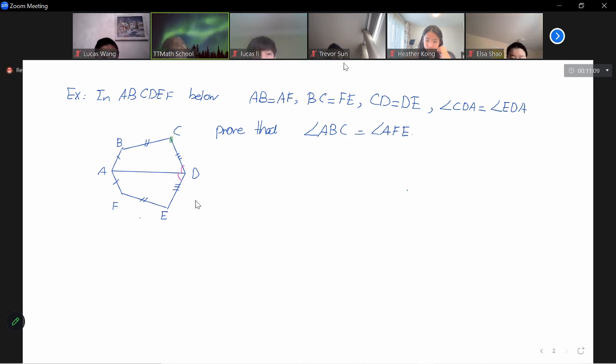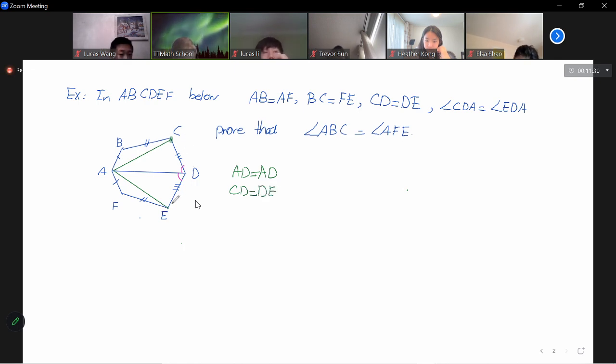Or you can draw another triangle, which I'm going to do now. Another way is to draw this one. Still, it's the same. There I have these two angles sharing the side, AD is equal to AD. And then CD equal to DE, right? This side is equal to this side, and the corresponding angle CDA is equal to angle EDA. So therefore, by side angle side congruency, right?